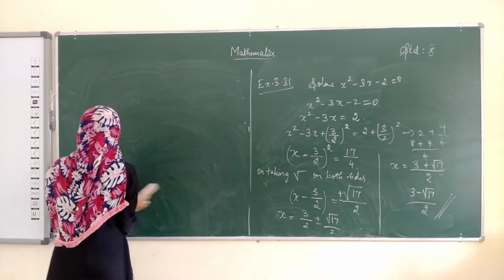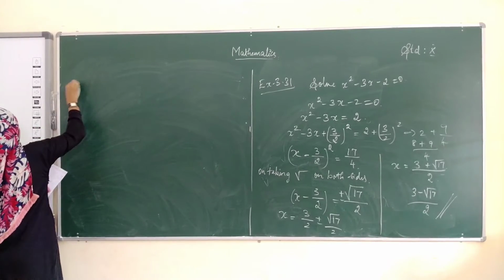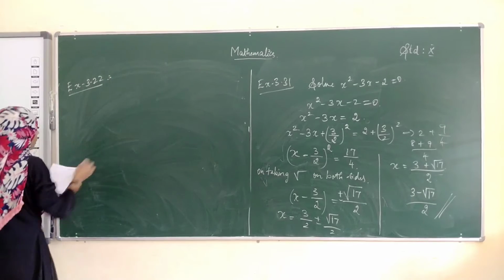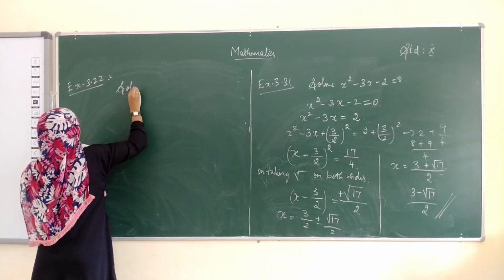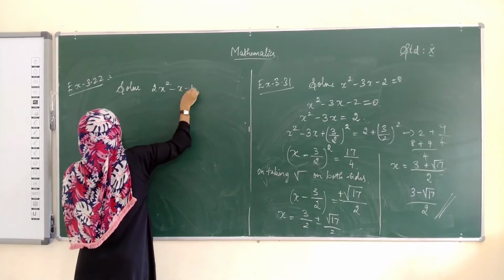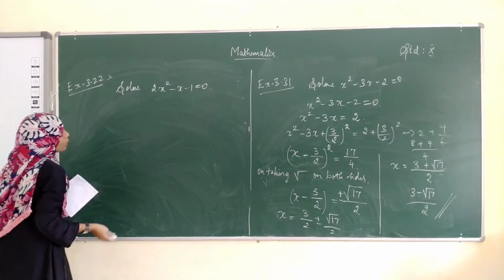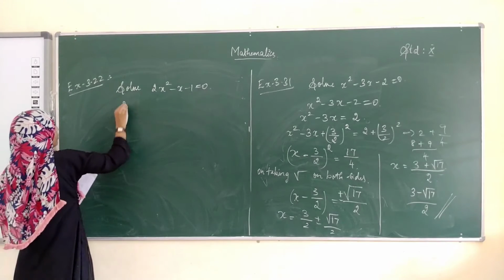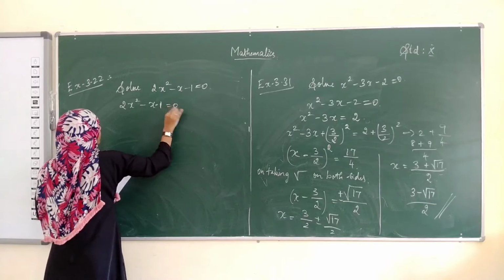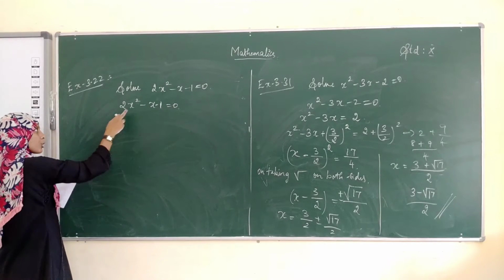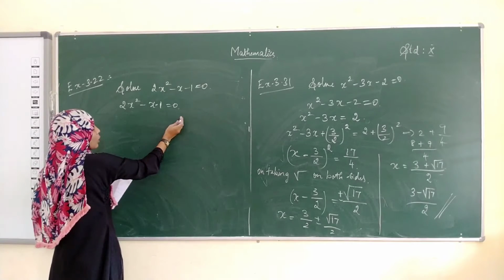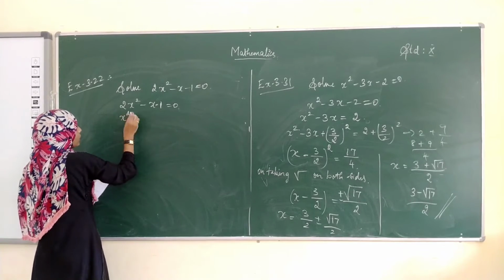We are given another example. Let us see that. Example number 3.2. Solve the equation 2x squared minus x minus 1 equal to 0. See here, it is already in the general form of the quadratic equation, right? Now, the coefficient of x squared is 2, it's not equal to 1, therefore we are going to divide the whole equation by 2. What's the answer we get?